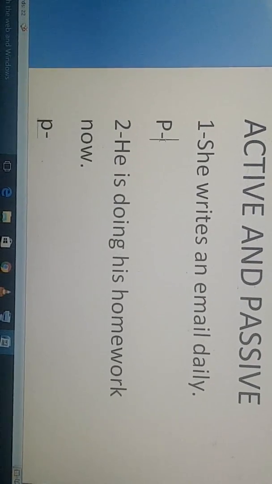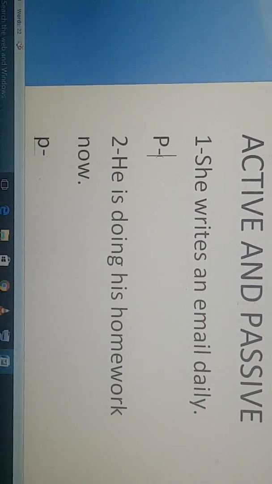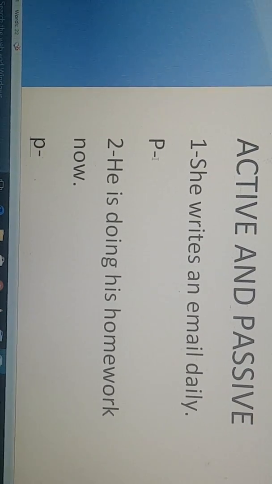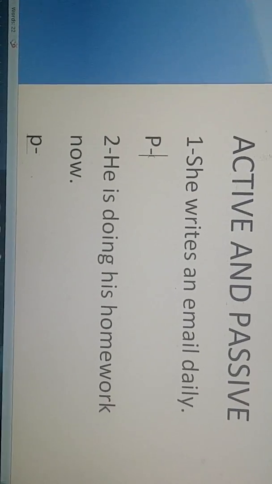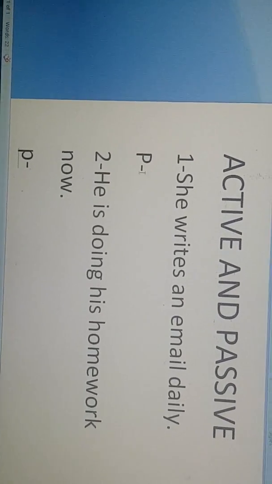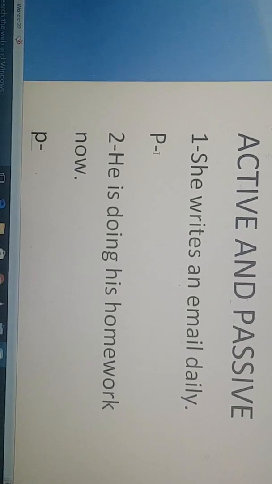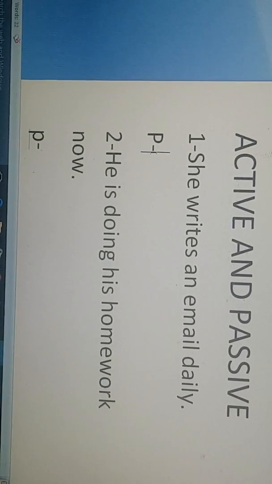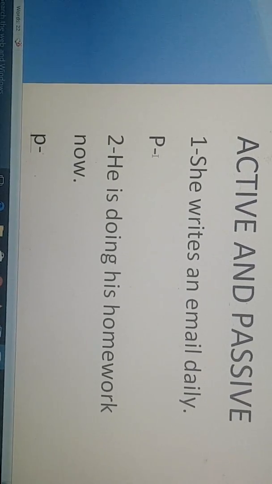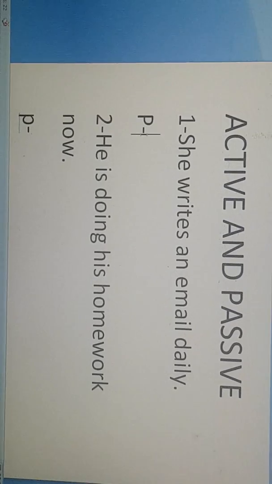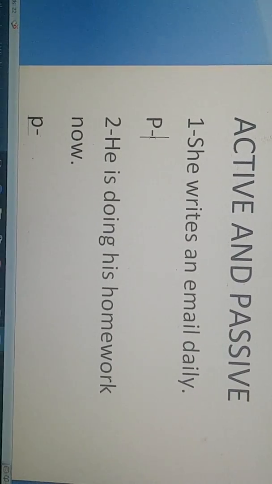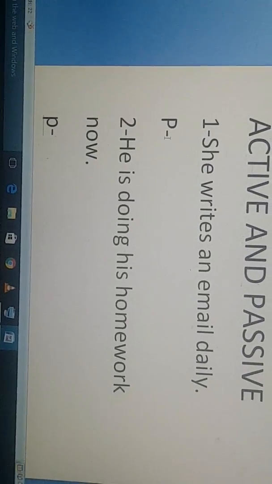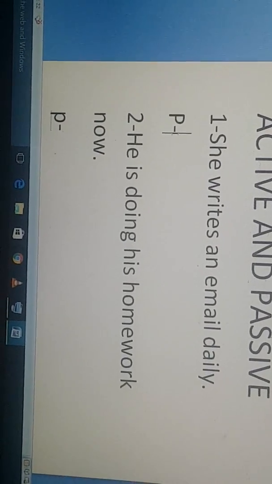So this is an example of an active sentence, and the question is, why is this active? Actually, the simplest answer is because the sentence has a transitive verb. Now, what is a transitive verb and what is an intransitive verb? That will be discussed by me later, as I have intimated you already. Now, let's do it according to the demand of the rule. For example, she writes an email daily. This is an example of present indefinite tense, simple present tense.